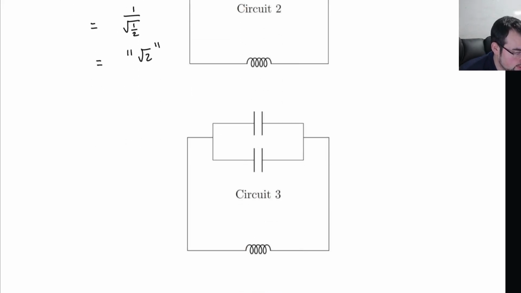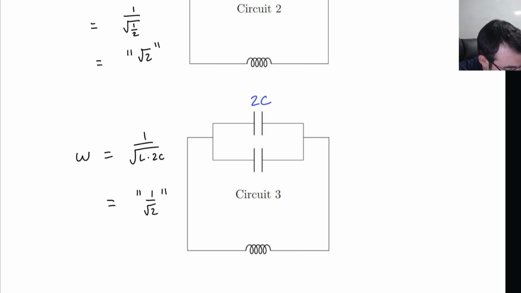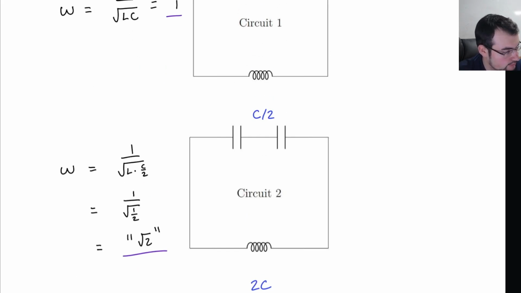And then circuit 3, well, we see that we have two capacitors in parallel. Those add with just standard addition. So omega for this one is 1 over square root of L times 2C. So the 2 remains in the square root and on the bottom in this one. So this one would remain as 1 divided by square root 2. So we see our 3 frequencies we obtained were 1 over root 2, and 1.